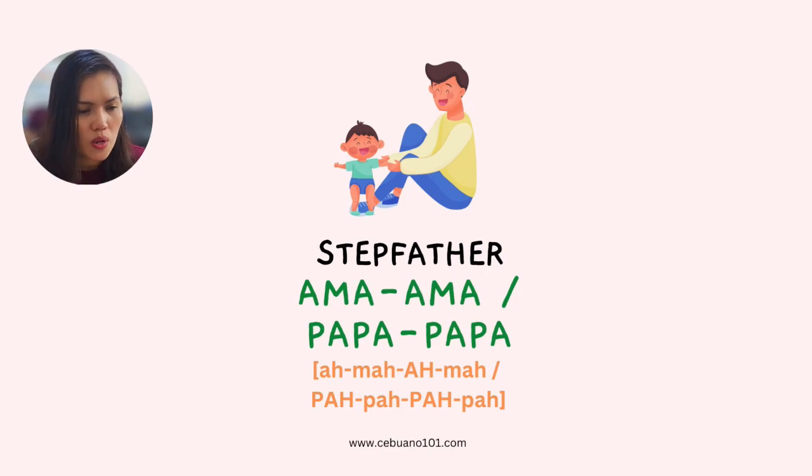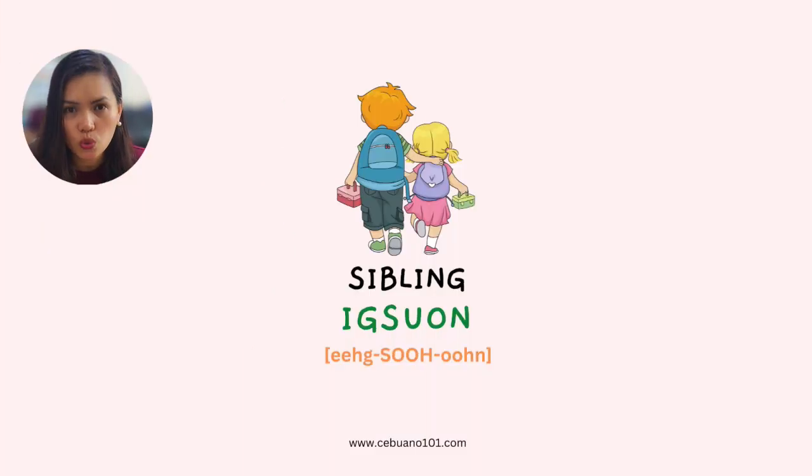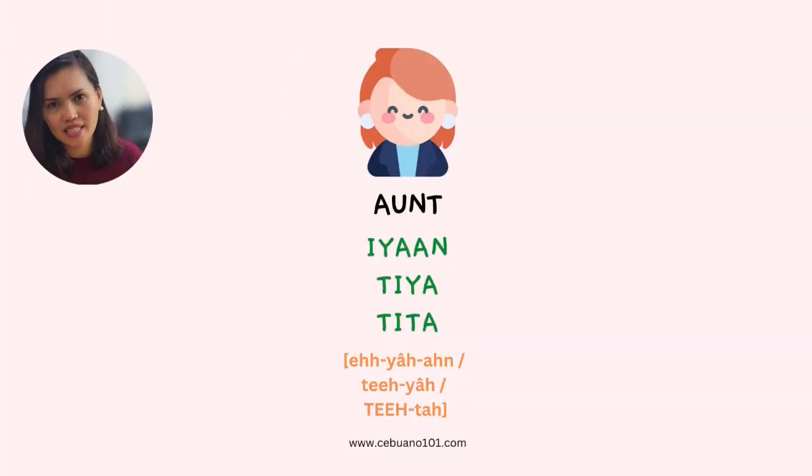Right, next one we have igsuon, sibling. Sibling is igsuon. Right, next one we have aunt or auntie, iaan or tia. And another one is tita. Iaan, tia, or tita. I usually call my aunts tita or the short form ta. Ta instead of tita. You know, Cebuano likes to shorten words. To be efficient.